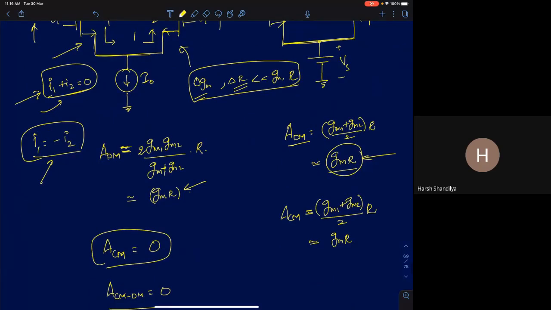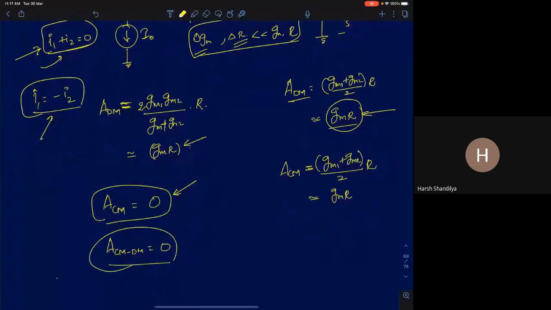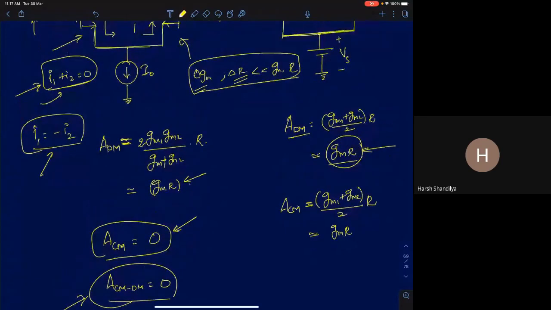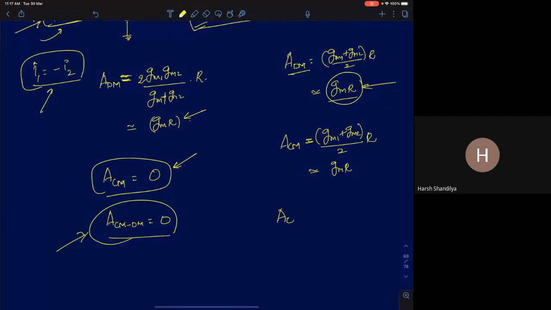Even in the presence of mismatch, we found ACM to be 0, and we said therefore ACM-DM will also be 0. And then we discussed ACM-DM for this circuit here, which we said was a fraction of, so delta GM by GM times GMR, where delta GM by GM is the fractional error or fractional mismatch between the two transconductances. If you have resistor mismatch also, we said it will be delta R by R into GMR.